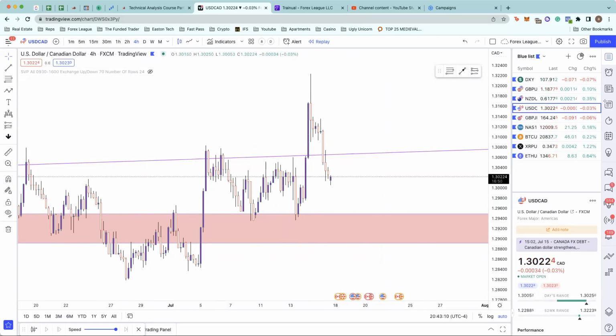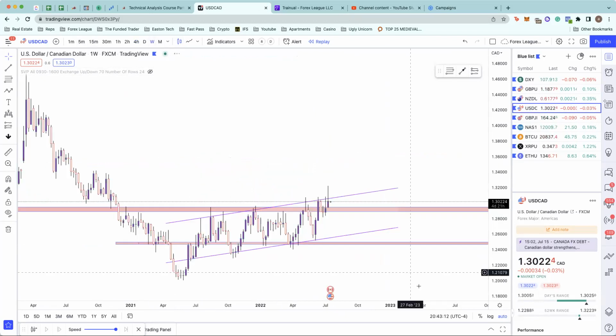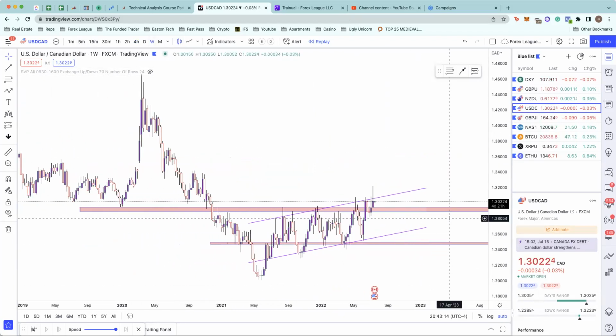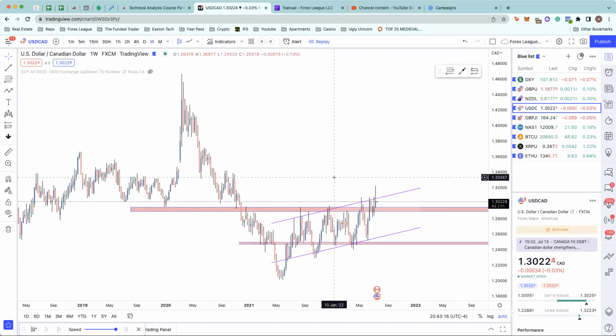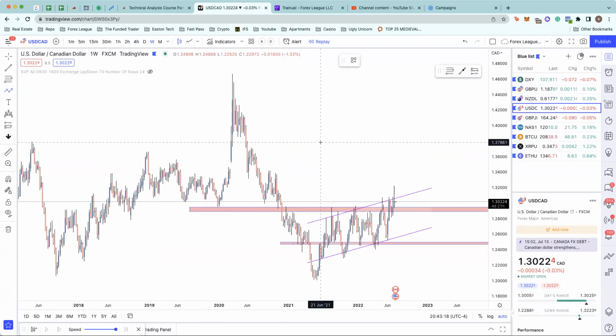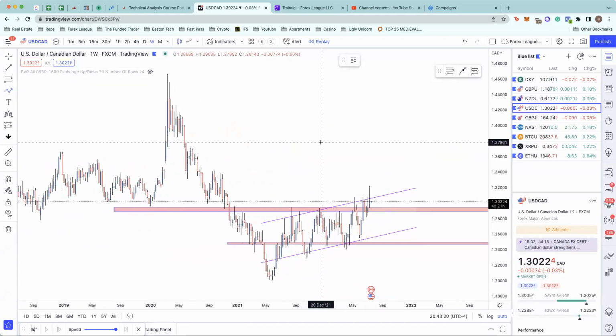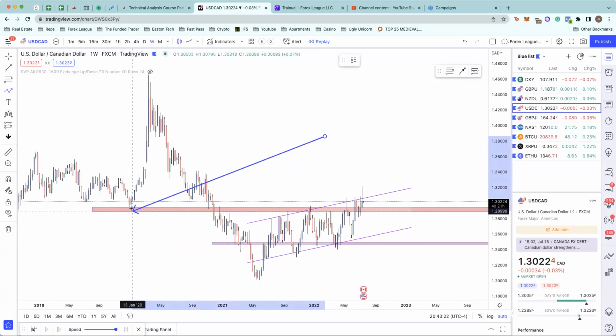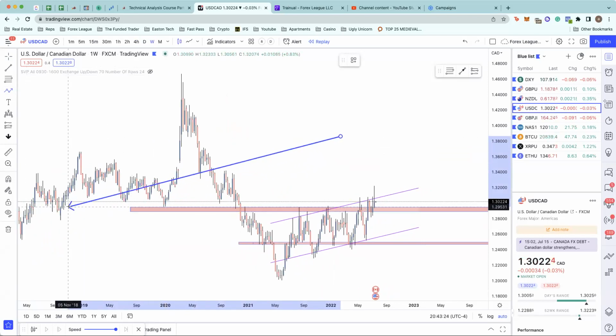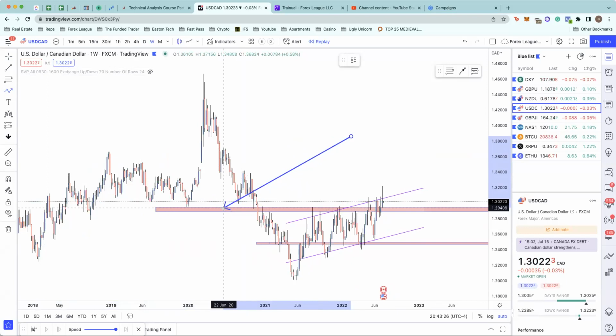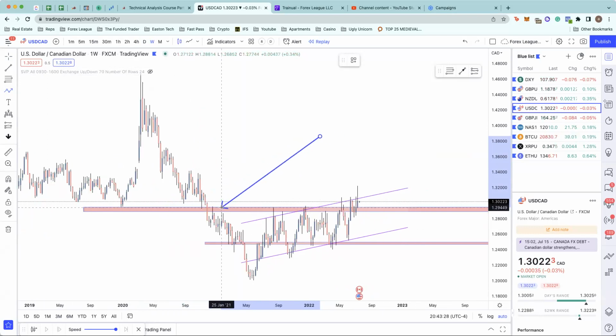So I'm going to go back up to the weekly on this, and let's just break this down and not forget where we're at right now. So again, on the weekly, I like to draw out my zones. I have this zone drawn here. This is based on support. We could go even further back, all resistance along this area. This is around 1.295.